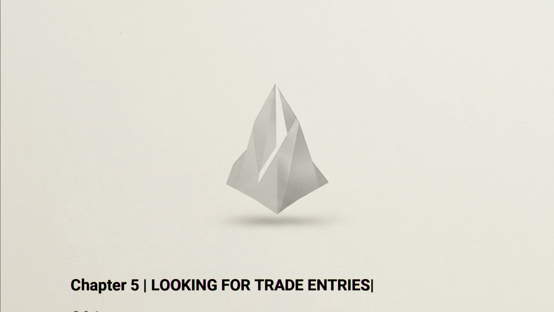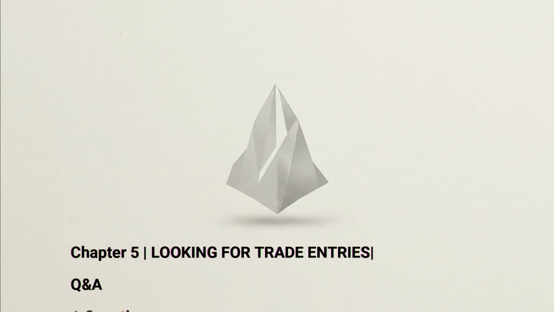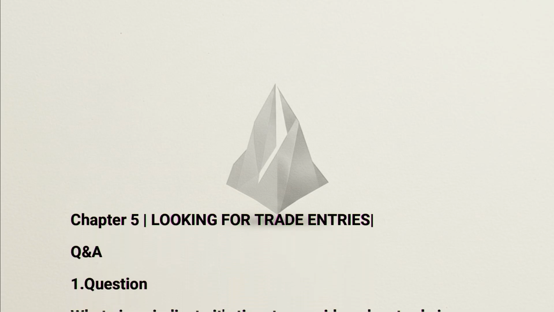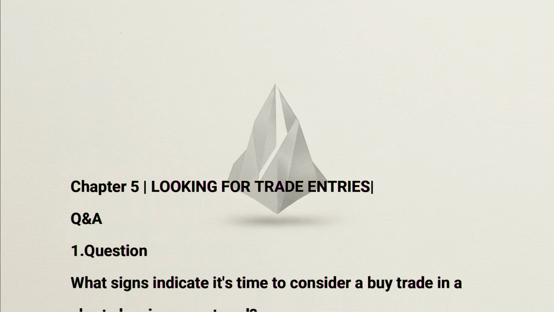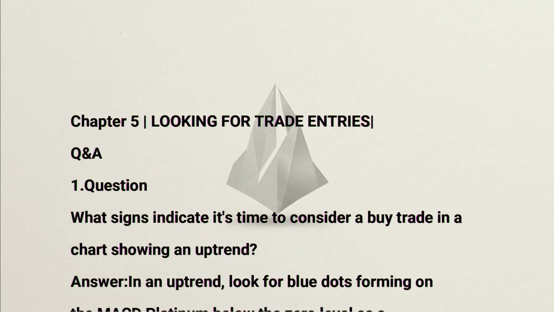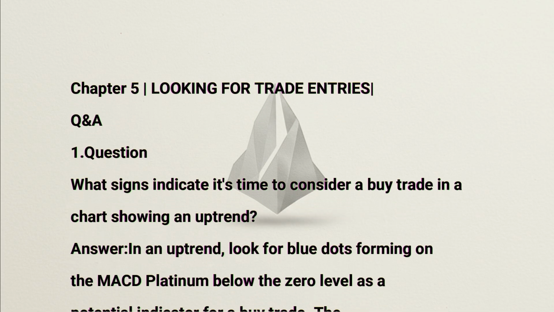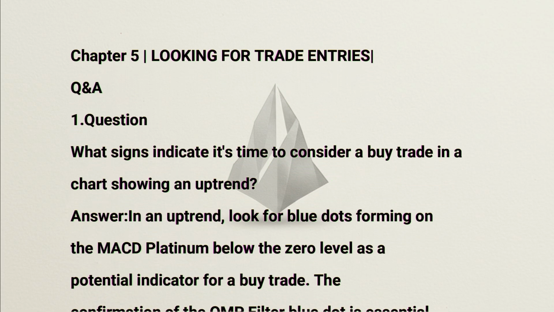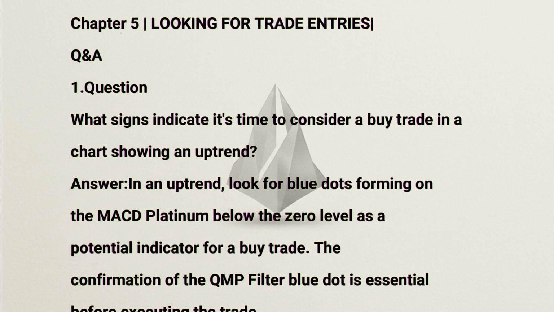Chapter 5. Looking for trade entries. Q&A. 1. Question. What signs indicate it's time to consider a buy trade in a chart showing an uptrend? Answer. In an uptrend, look for blue dots forming on the MACD platinum below the zero level as a potential indicator for a buy trade.